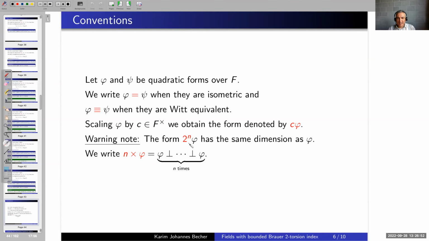And I take a different convention, at least from Lam's book. So I write the scalars just in front. If the 2 to the n is just in front without anything in between this 2 power and the form, then it just means I scaled this by this non-zero element of my base field F, and it is a form of the same dimension. If I really want to take an orthogonal sum a couple of times, then I write this cross in between the number and the form. So that you don't get confused on this.